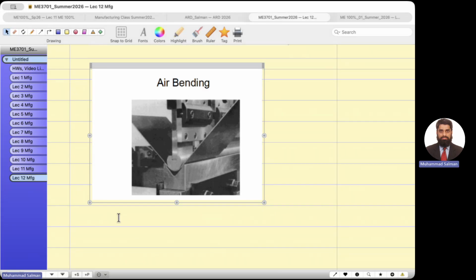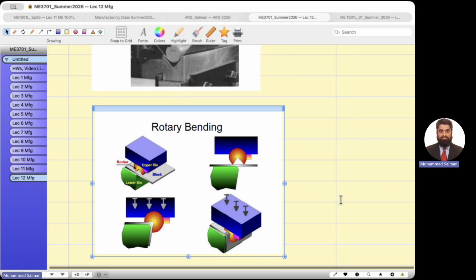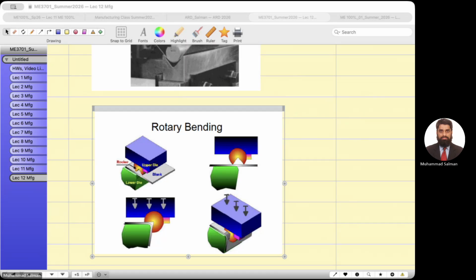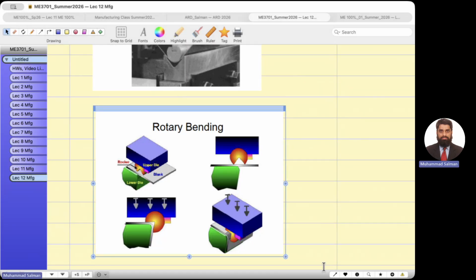And there is another process of sheet metal in which you bring the punch to form the die, the lower die, and there is a rocker type punch which shapes the sheet metal for the desired angle. Another kind of die is known as the wiping die.